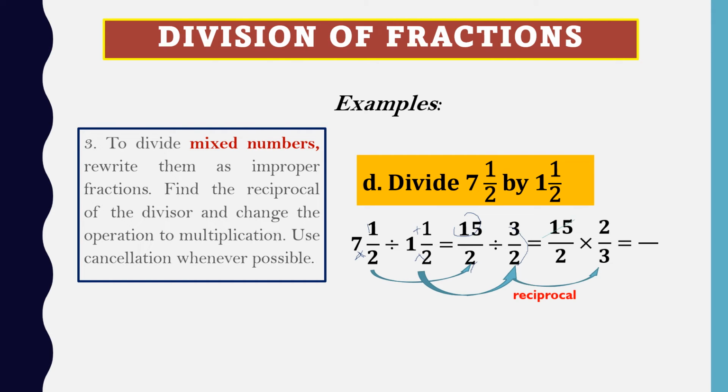So 15 and 3 have a common factor which is 3. So 15 divided by 3 is equal to 5 and 3 divided by 3 is equal to 1. We can also cancel 2 and 2 as they are both divisible by 2. So that will be equal to 1. And then we can now multiply. So 5 times 1 is equal to 5. 1 times 1 is equal to 1. Again, since the denominator is 1, we write it as a whole number. So the final answer here is 5.